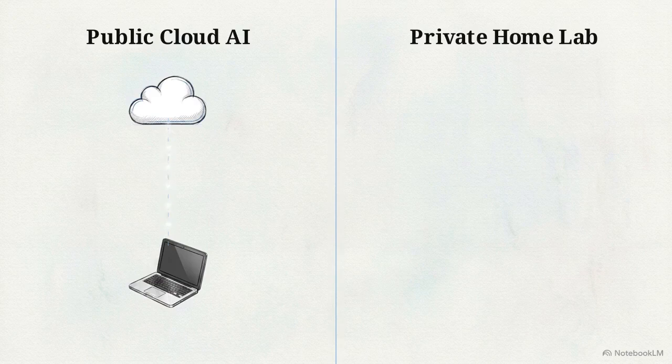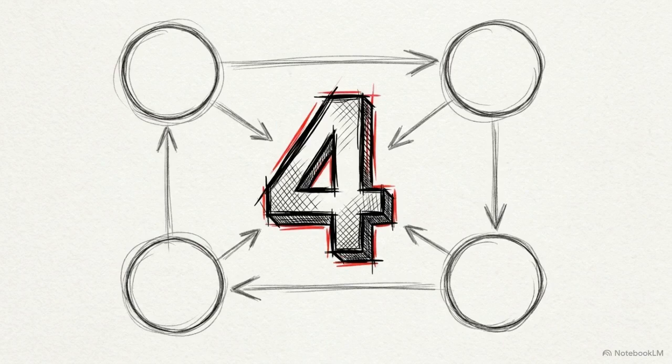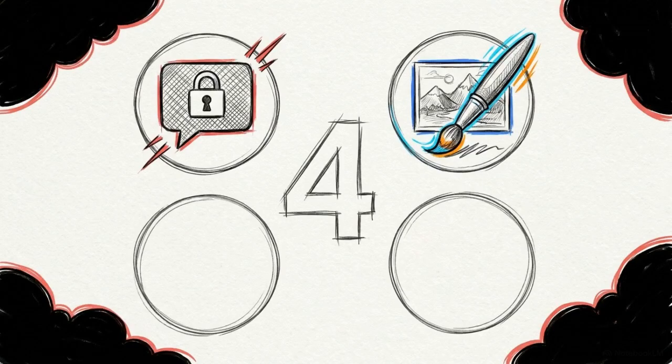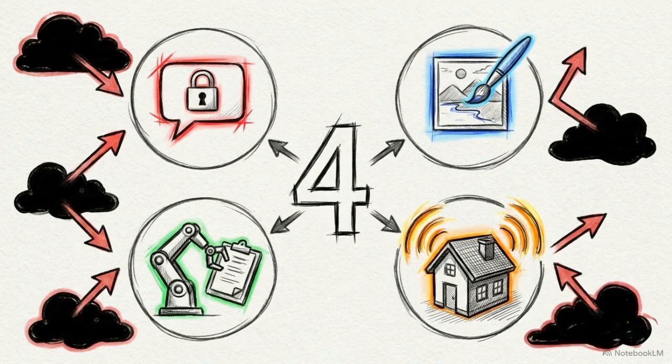Instead of sending your personal data up to the cloud, you can build a private AI ecosystem right inside your own house, running entirely on hardware you actually own. We are going to build an infrastructure that handles 4 specific tasks: private text chat, offline image generation, automated agents for busy work, and smart home voice control.